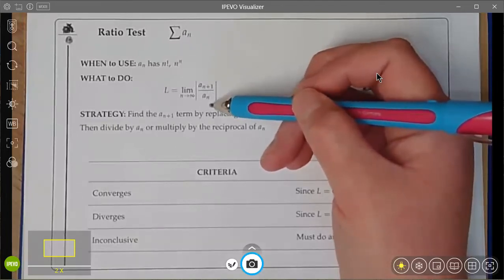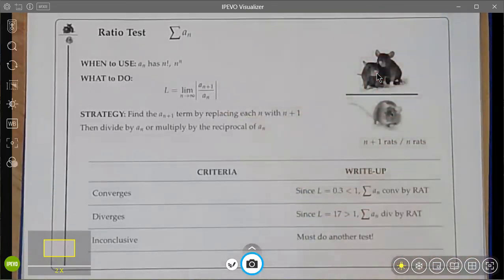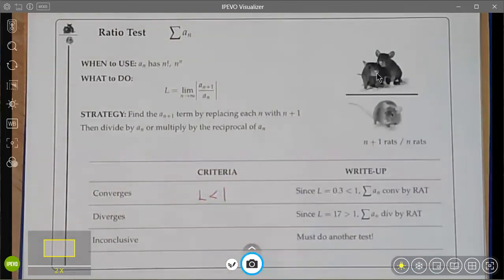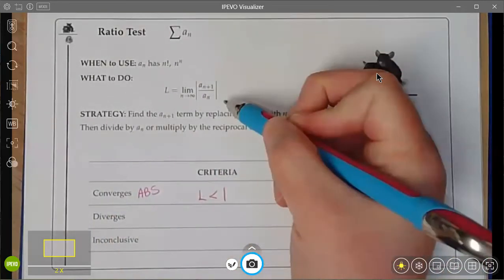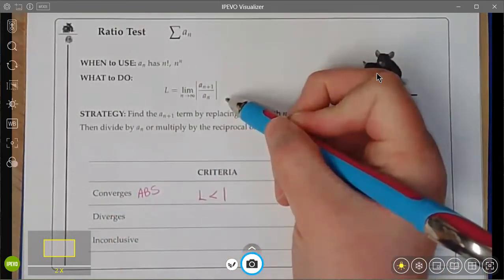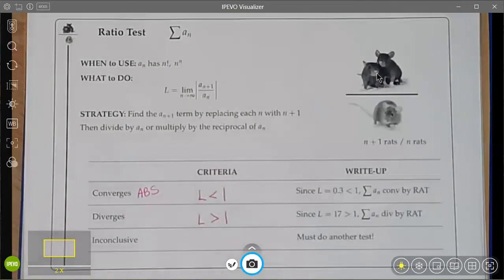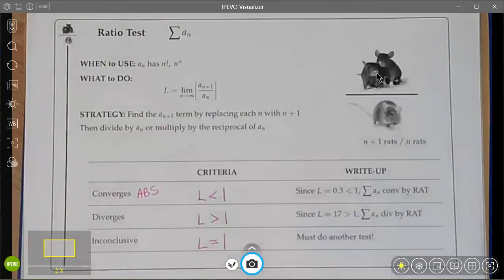Okay, so let's look at the criteria for convergence, divergence, and there's also a third category here for inconclusive. So it turns out that if L is less than 1, then our series is going to converge. And not only converge, but it's going to converge absolutely, since we have these absolute value bars here. If L is greater than 1, then it's going to diverge. And if L is equal to 1, it's inconclusive, which means that you need to do a different test. It's kind of like a go fish condition.